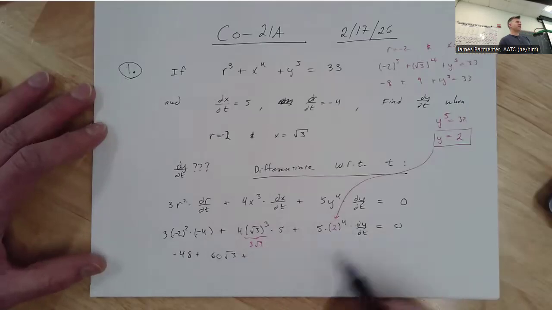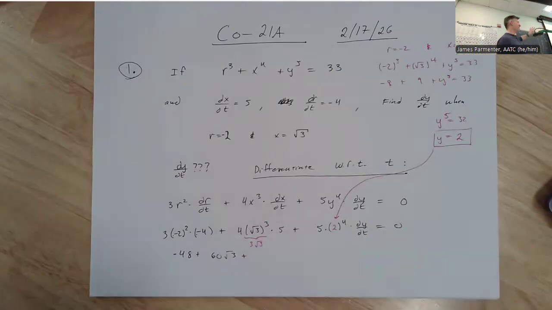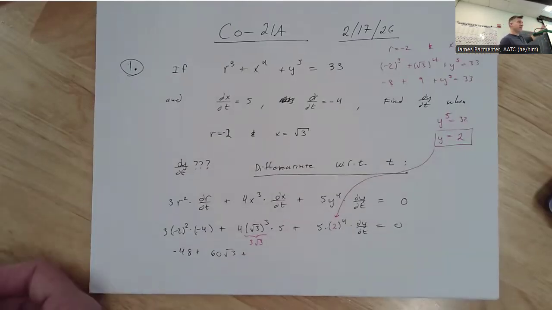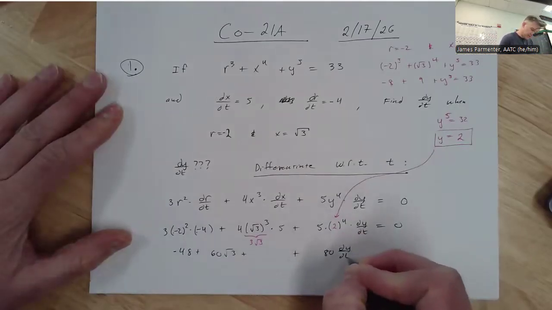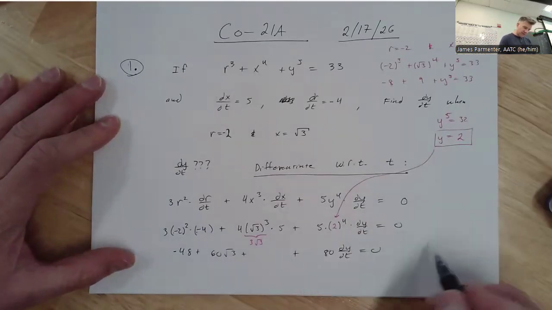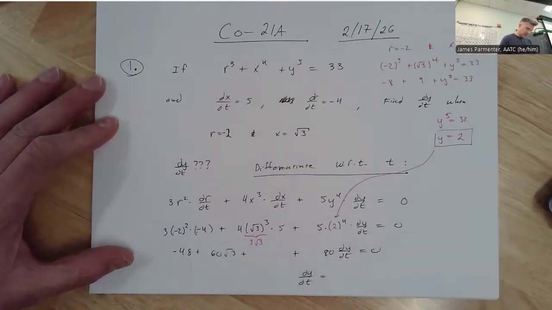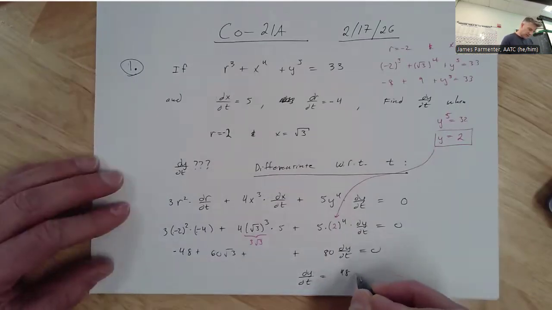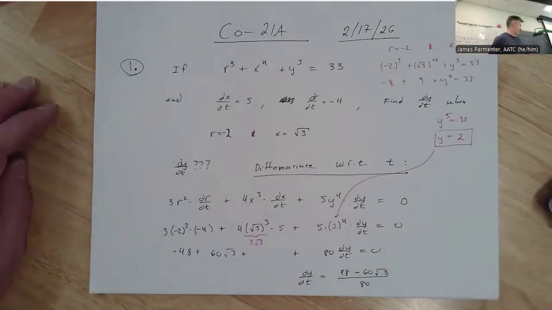I don't want to do 5 times 16. 5 times 2 times 2 times 2 times 2. Let's do the 5 times 2 first. 5 times 2 is 10. And then the other 2 times 2 times 2 is 8. And 8 times 10 is 80. In my brain, that's much easier than 5 times 16. 10 times 8, way easier. So plus 80 times dy/dt equal to 0. So we bring this stuff over to the other side, divide by 80, and we're going to get the dy/dt, the thing we were asked to find, is going to be positive 48 minus 60 root 3 divided by 80. And yes, I'm sure we could reduce that fraction to some degree, but it's not really the point.